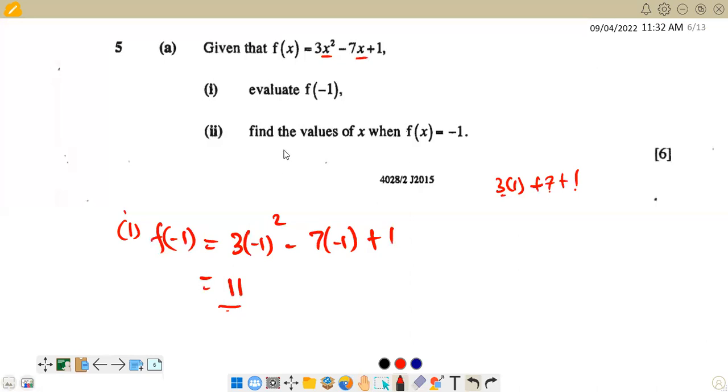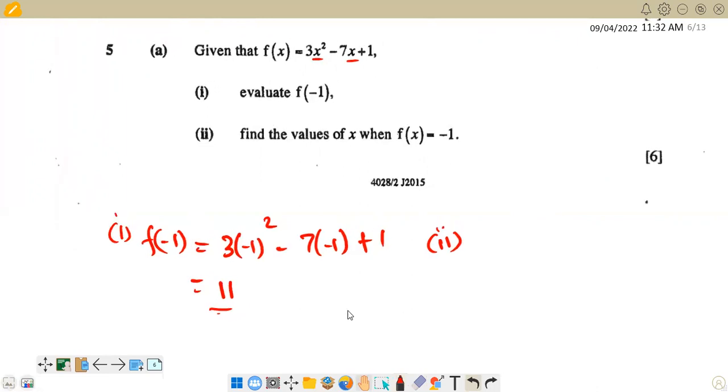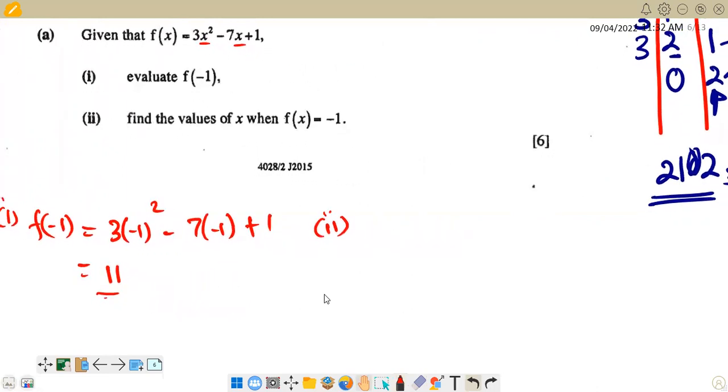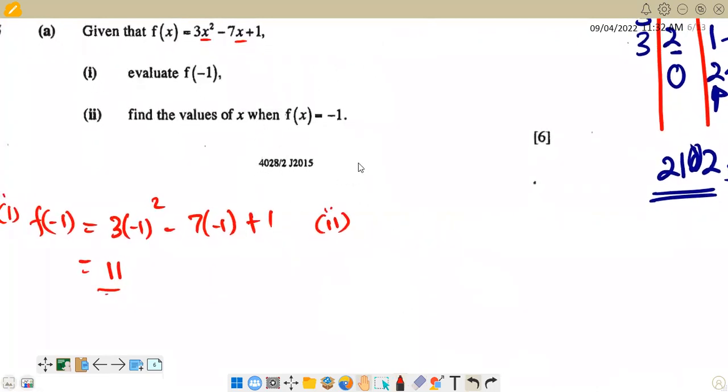So that's it. Then the item 2 part, we are now given item 2 to find the values, that is to solve. Whenever you're given this, find the values, you are solving for x, okay? So find the values of x for which f of x is equal to minus 1. So what does this mean? You are going to take your f of x, this is your function here, f of x, which is 3x squared minus 7x plus 1.